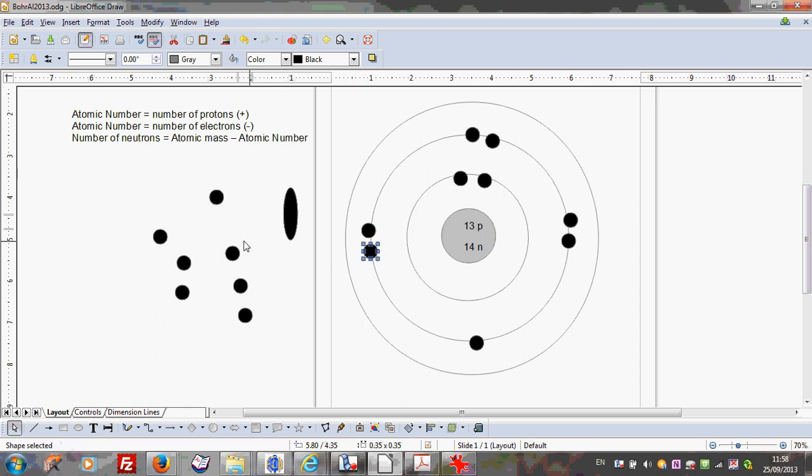Okay, so now we have 2 and 8, that makes 10. We need 13, so that means we need 3 more. So we fill the last shell with unpaired electrons. And there is our Bohr diagram for aluminum.